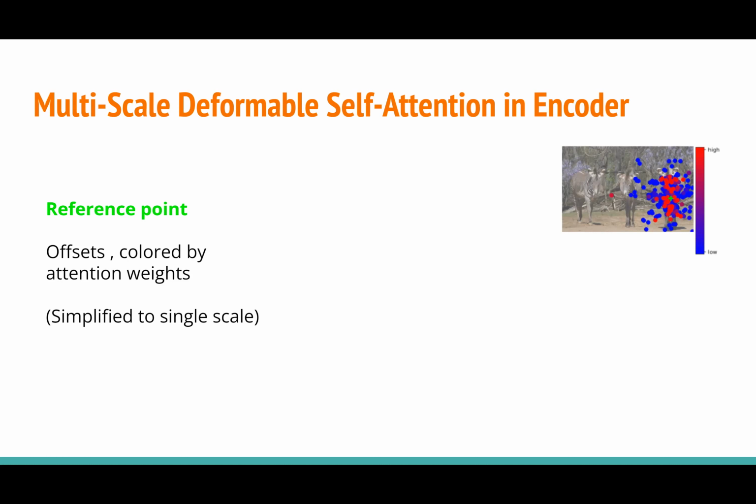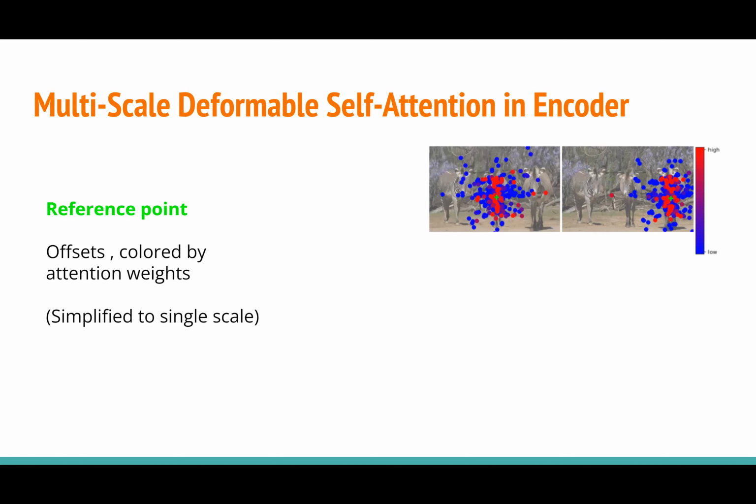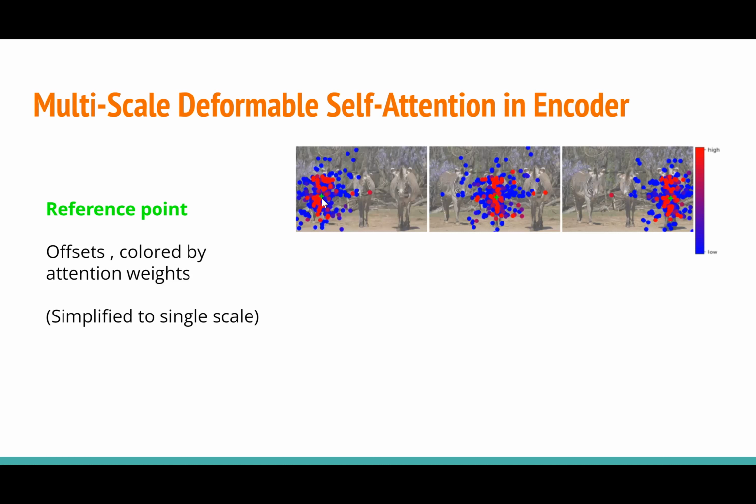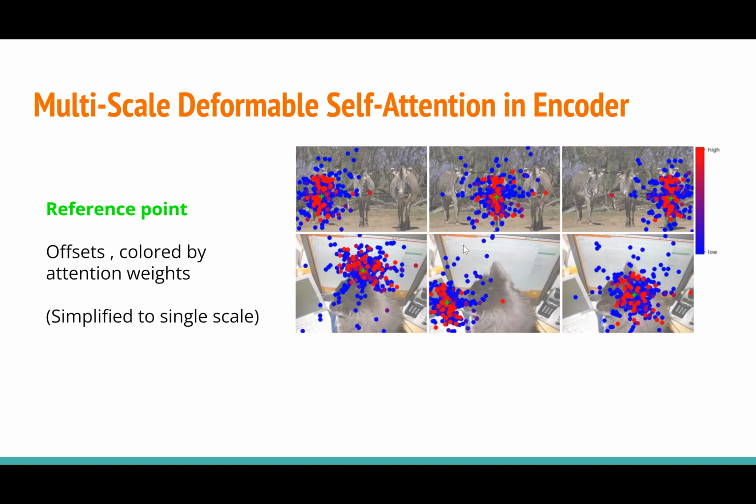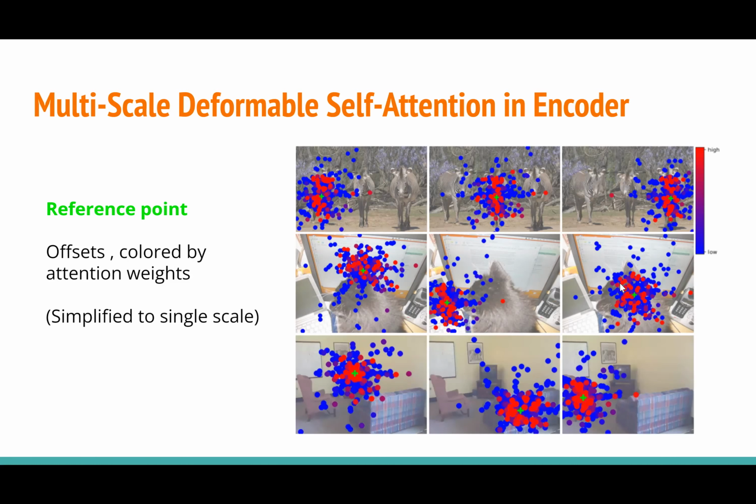Then if I put a reference point on another zebra, I have the same results. And the same goes for the last one. And that, of course, doesn't work only on zebras. We have other examples where we have a computer screen, a laptop, and a cat. And again, the reference point is on the object and most offsets are on the object as well. And same results for another example.